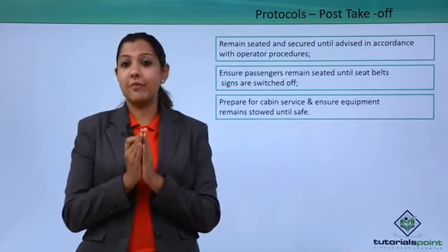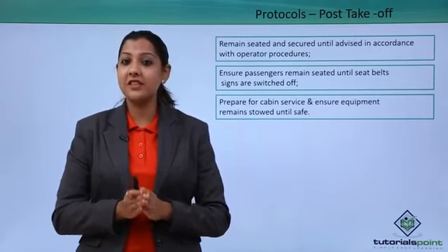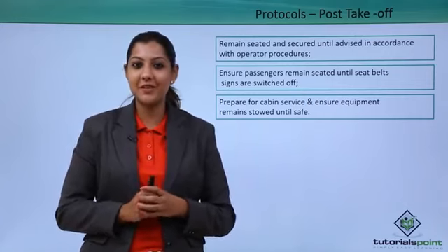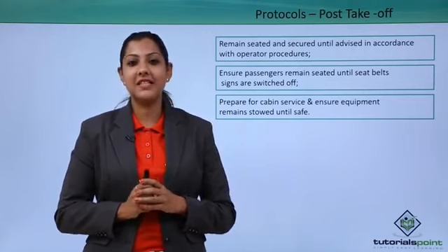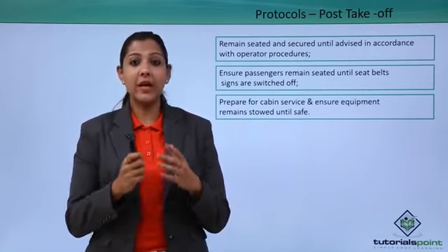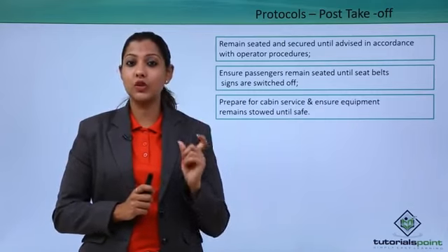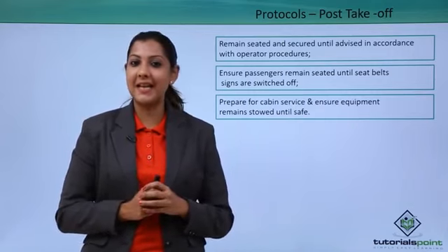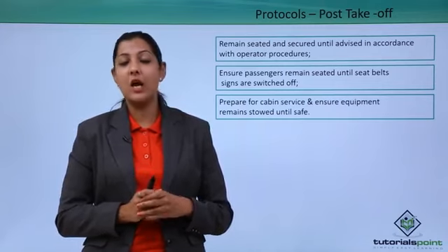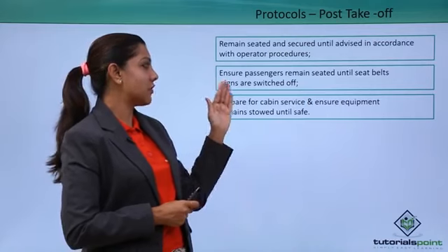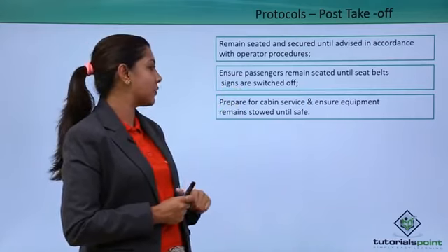Well, they need to firstly remain seated after takeoff till the time the flight deck crew, or the captains or the pilots of the flight, signal them that it's safe for the crew to get up. The crew can get up, but the passengers cannot get up till the seat belt sign is switched off. They have to remain seated. Once that goes off, they can move about. Ensure that the passengers remain seated till the time the seatbelt sign is switched off.